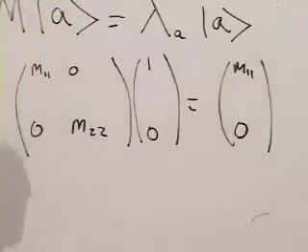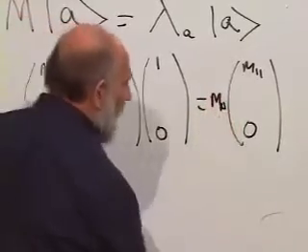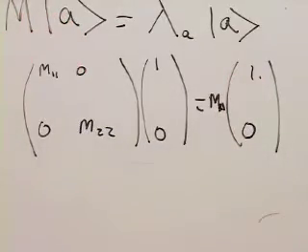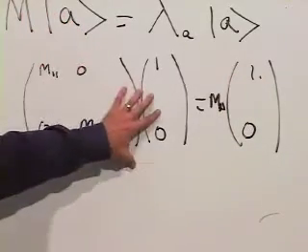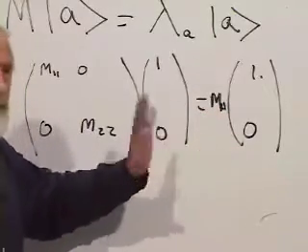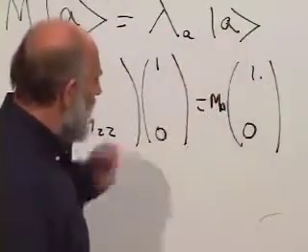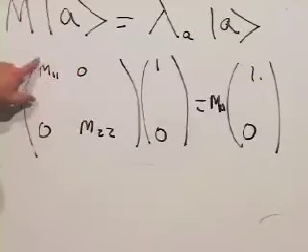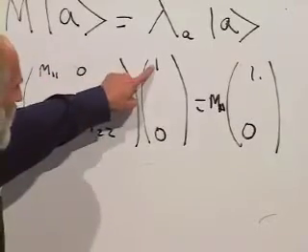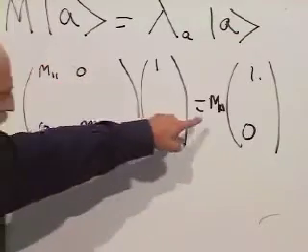But this vector is just M11 times 1, 0. So you see what's happened? The matrix times the vector gives you a number times the original vector. In other words, in particular, it doesn't change direction. It just gives you back the original vector times a numerical number. In this case, the numerical number happens to be M11. So the vector 1, 0 is an eigenvector of this matrix with eigenvalue M11.